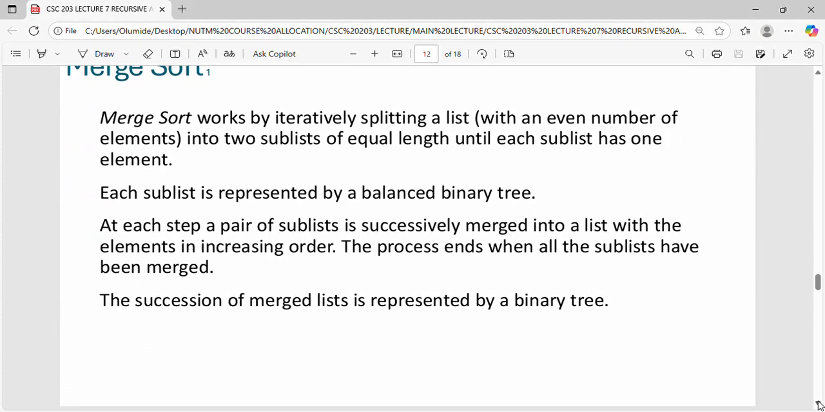Merge sort. Now merge sort works by iteratively splitting a list with an even number of elements into two sublists of equal length until each sublist has one element. Each element is represented by a balanced binary tree. At each step, a pair of sublists is successively merged into a list with elements in increasing order.